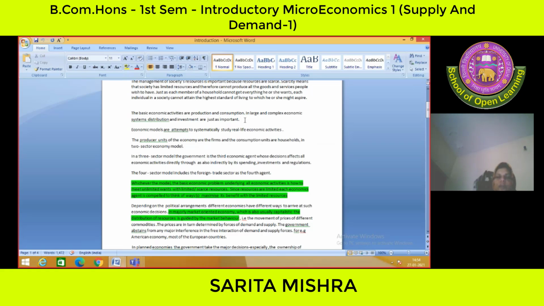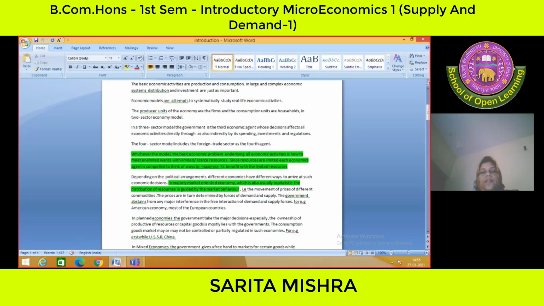In a two-sector economy model, we have only two economic agents, the producing agent and the consuming agent. So we have only firms and households. In a three-sector model, government is introduced as the third economic agent.